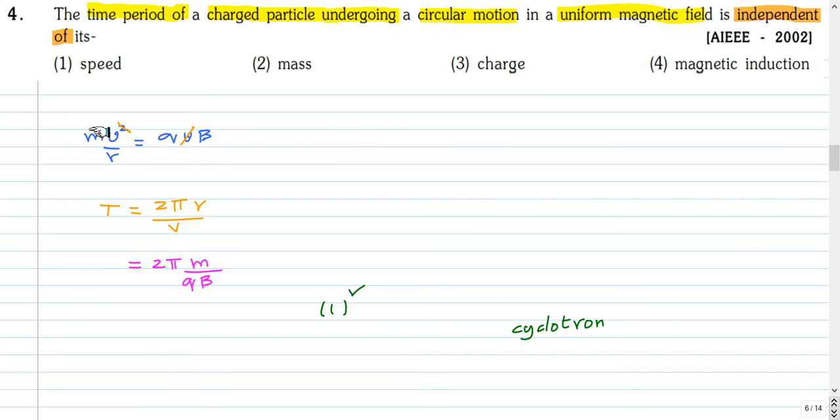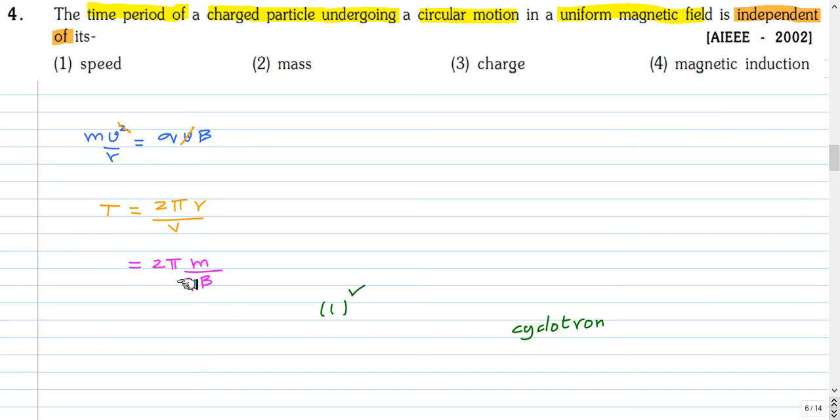So when the charged particle is undergoing circular motion, the force on it is qv cross B. V and B are perpendicular, so it's qvB. That should be equal to the centripetal force, which is mv square by r. So cancelling v, we get mv by r equal to qB. The time period of the circular motion will be the circumference 2 pi r divided by the velocity. So 2 pi into r by v. R by v we can get from here as m by qB.